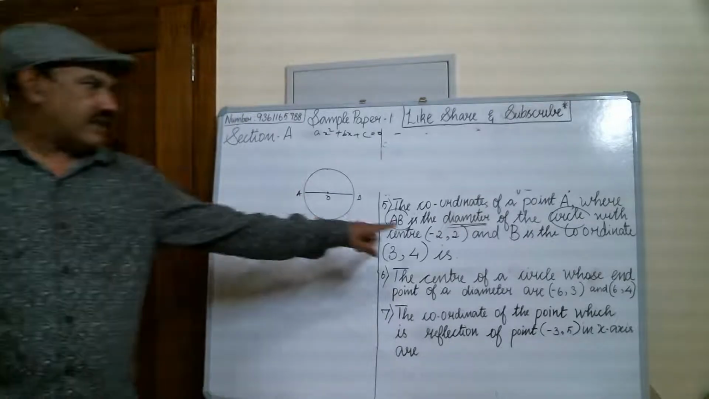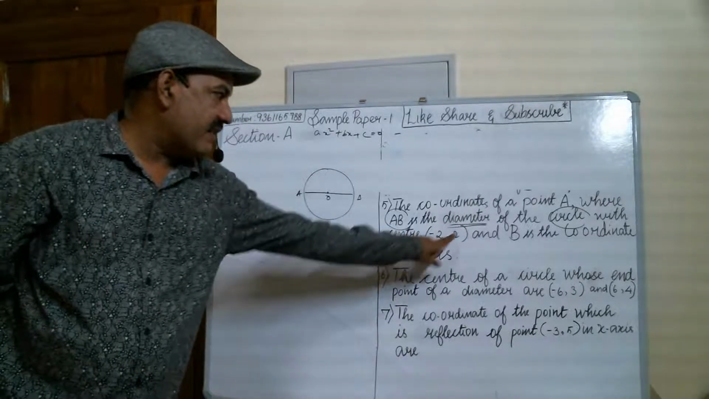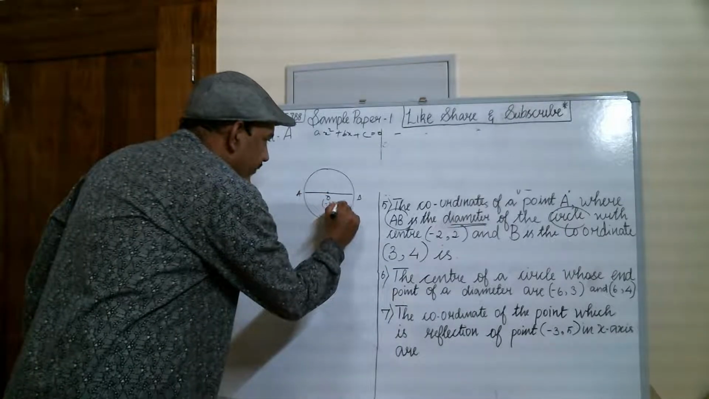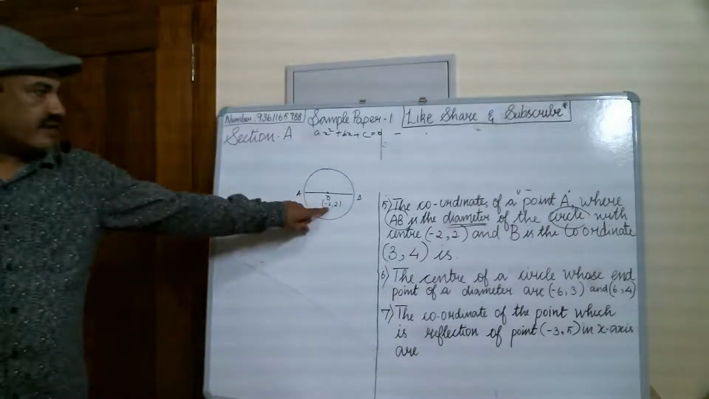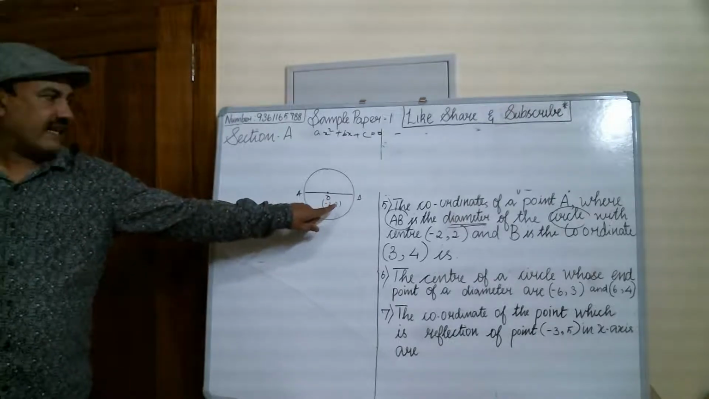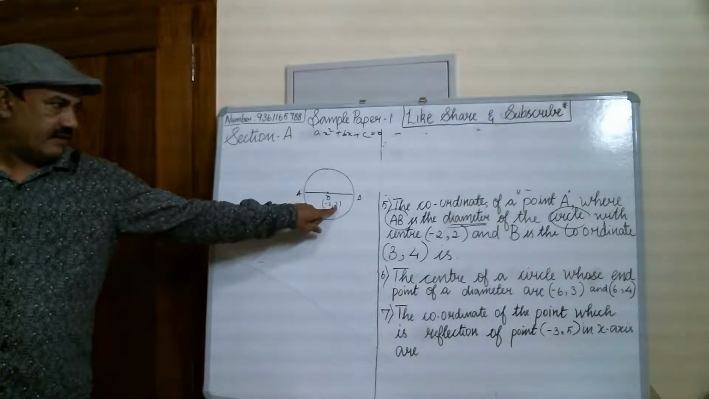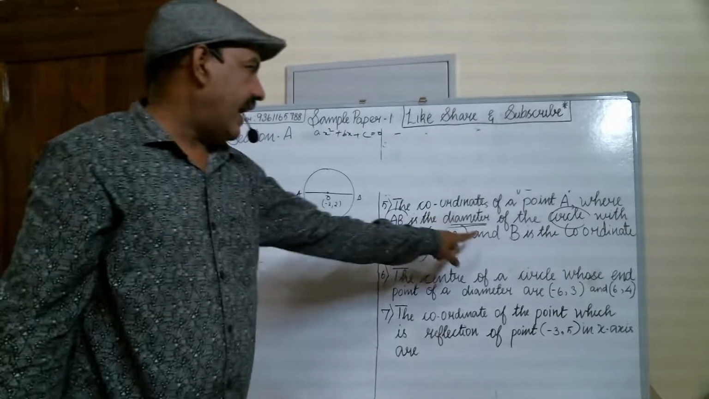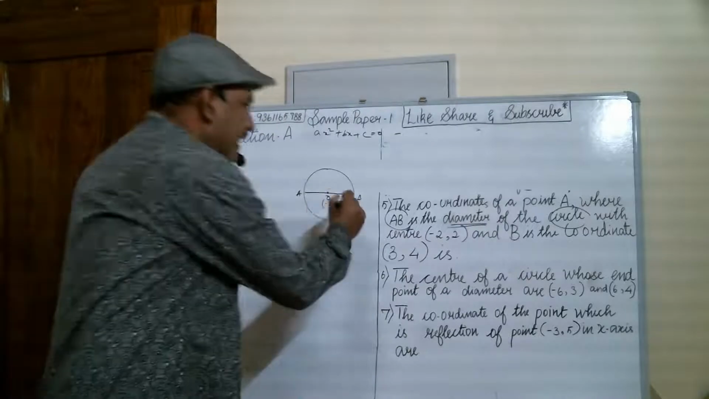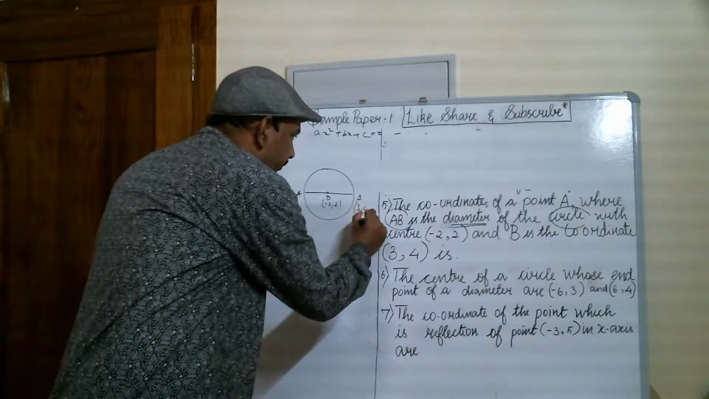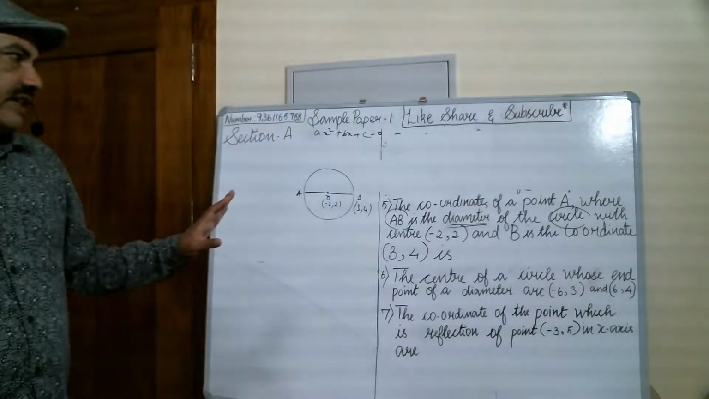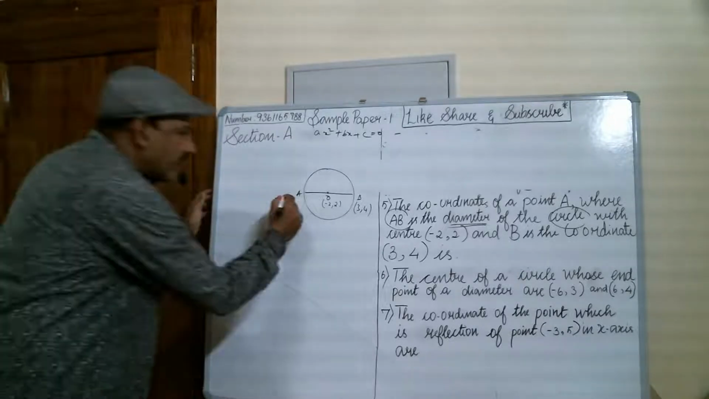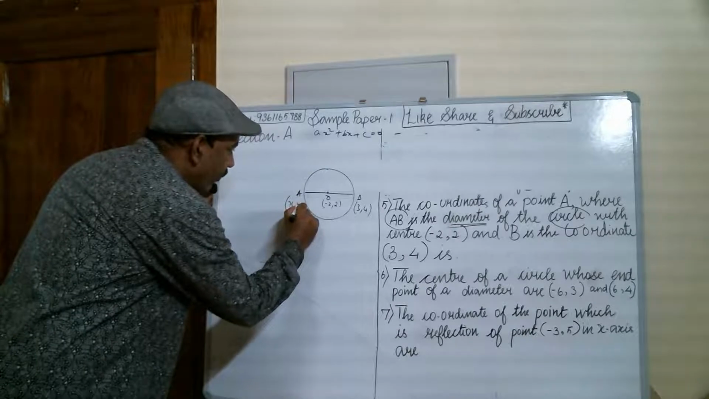Okay. The coordinates of the center is given as -2, 2. So O's coordinate is -2 and +2. The first value is called the abscissa. The second value is called the ordinate. Both combined together become coordinates. And B's coordinates are given as 3, 4. And what are we supposed to find? We have to find out the coordinates of A, which is not given to you. So I'm going to consider that as x, y.